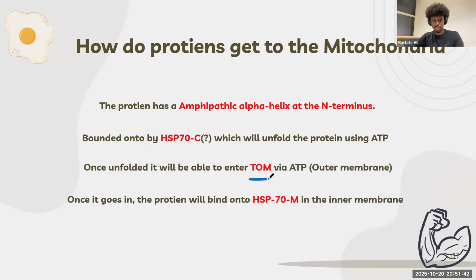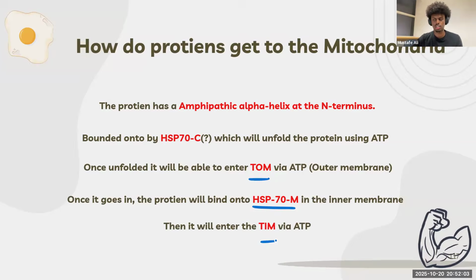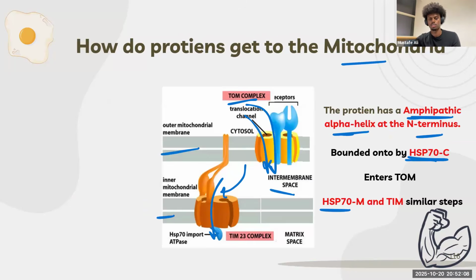Once it enters TOM and it's entered the intermembrane space, it will then be met with another protein called HSP70M. This HSP70M will again do the same thing, and it'll unfold it one more time to allow it to enter the next channel called TIM. And now it's inside of the mitochondria. Did that make sense, guys? Any questions regarding the mitochondria?